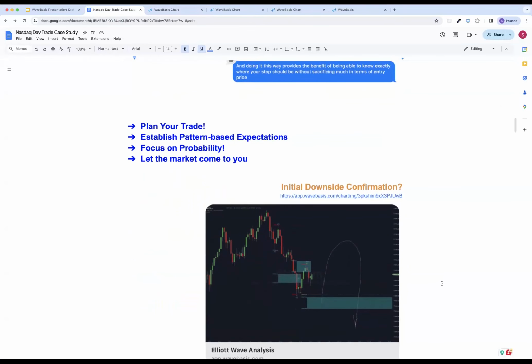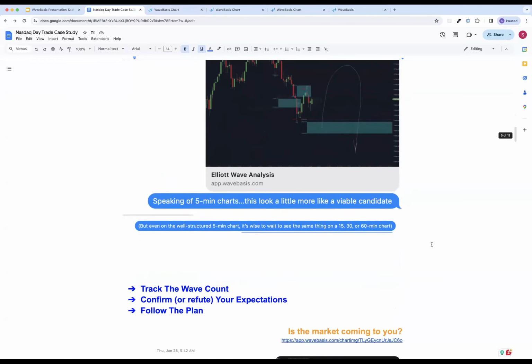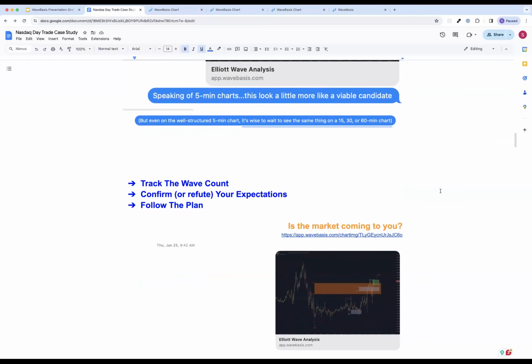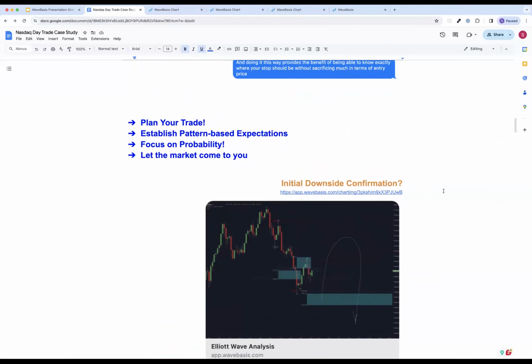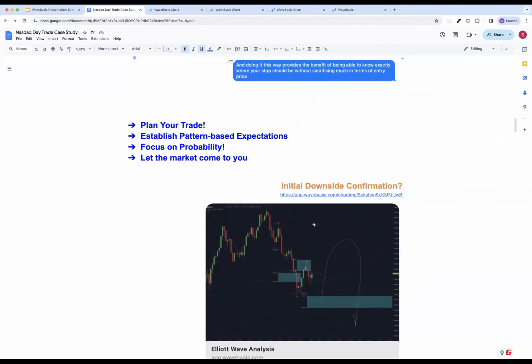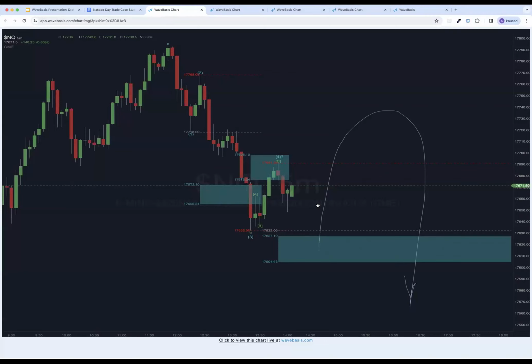And then one day I looked at a chart. This is probably about a week later. Here we are on the dates here. This is January 25th, just a few days later. We start planning a trade. I happen to notice this little squiggle down on a 5-minute chart.